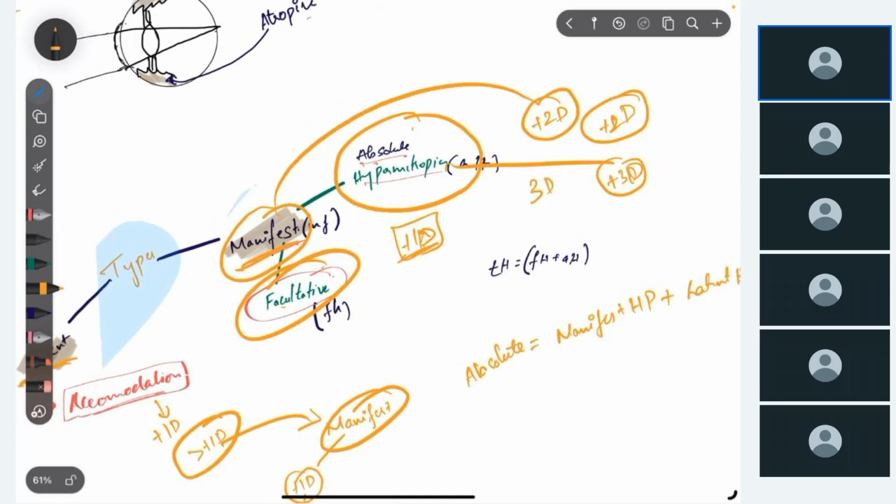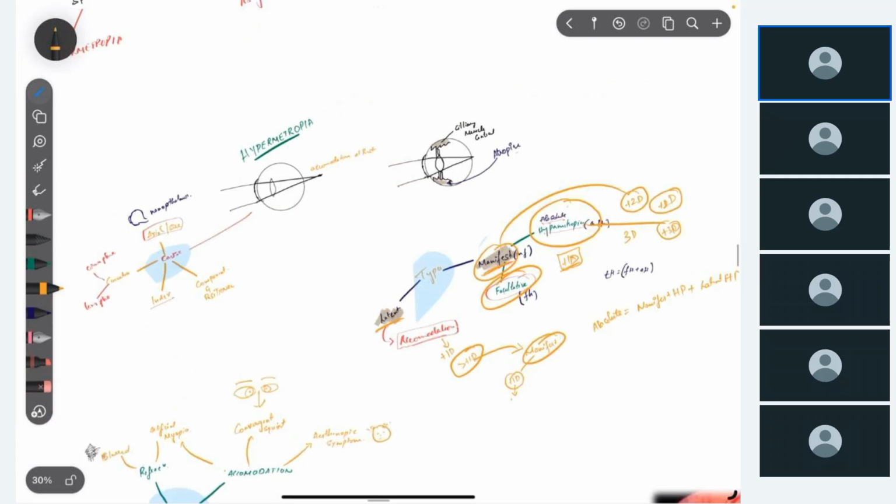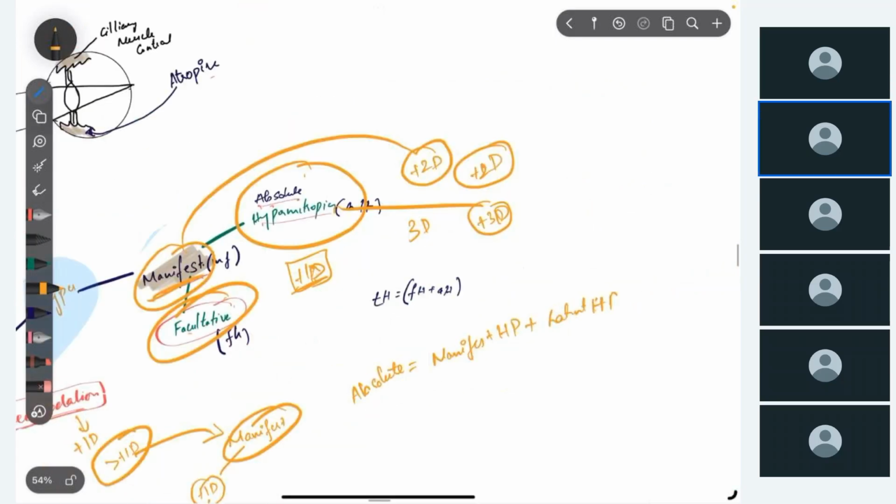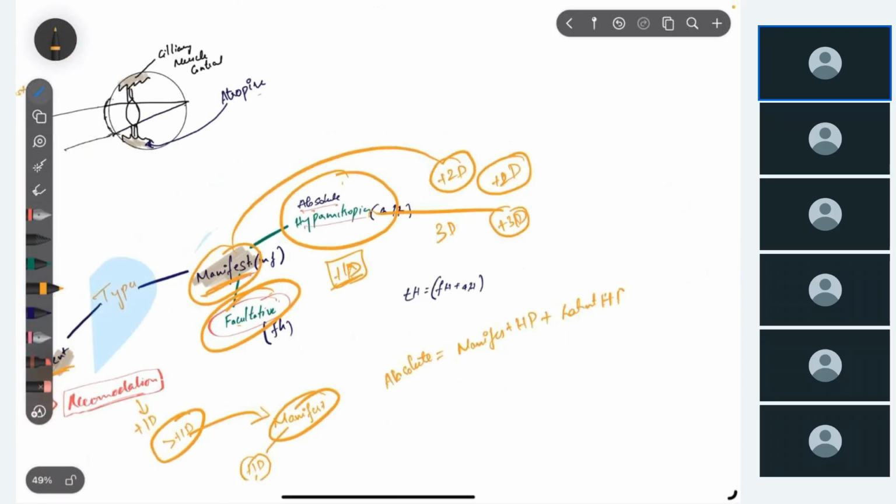Okay, understood now. So the facultative manifest hypermetropia is plus 2 and absolute hypermetropia is plus 3. Is it correct now? Yeah. Thank you for your explanation. Continue.